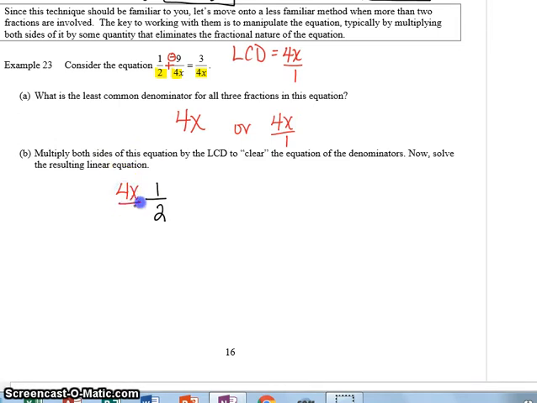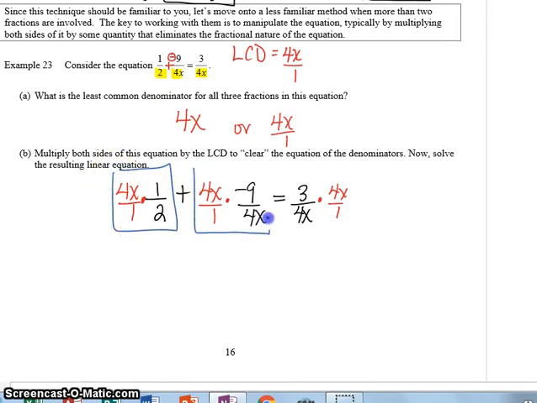So here's 4x over 1. And then I have a plus another LCD of 4x over 1 times my second piece that was given. Remember that's a negative 9 over 4x. And then that's equal to this last piece they gave me, 3 over 4x, again multiplying it by the LCD of 4x over 1. Okay, so look, blue boxes again.